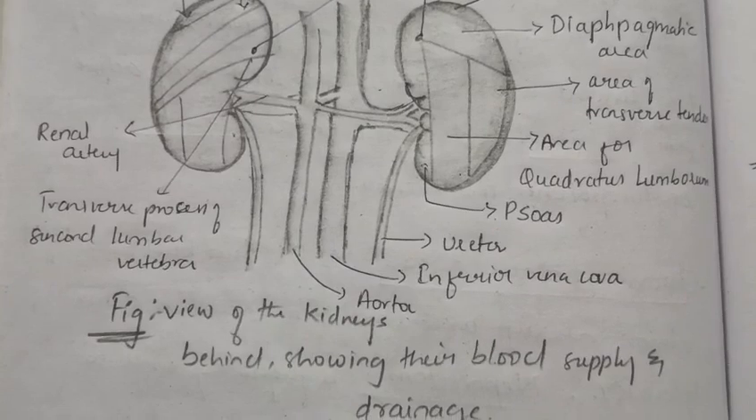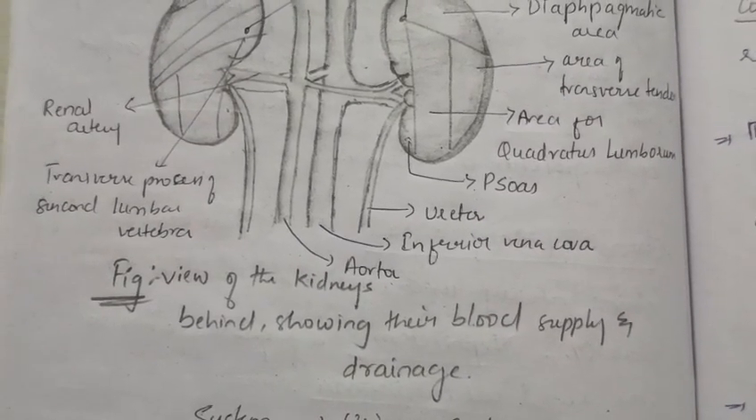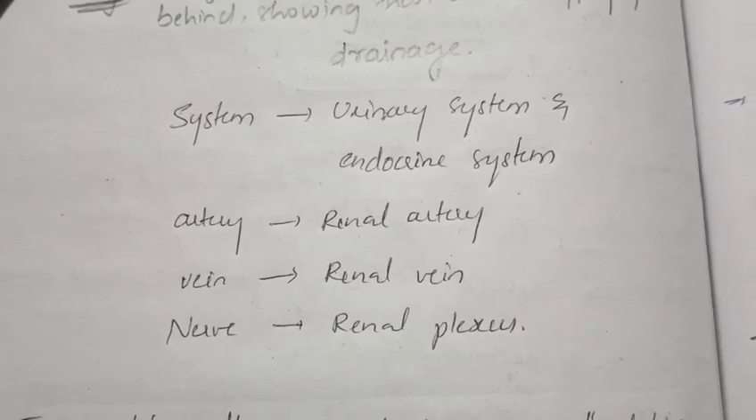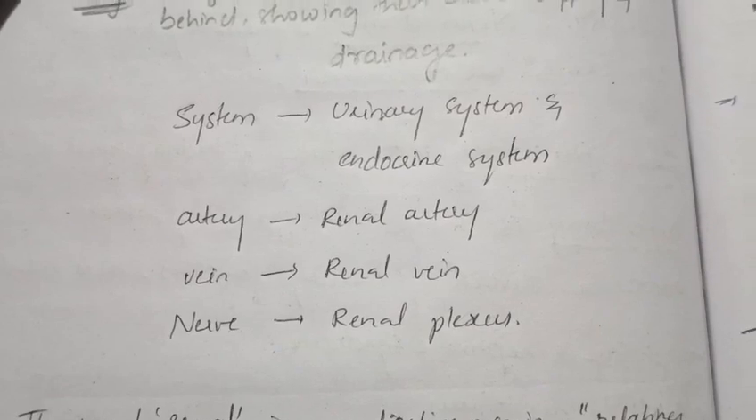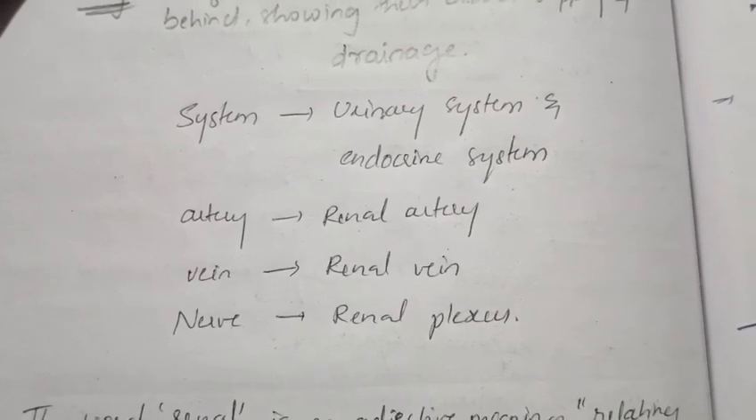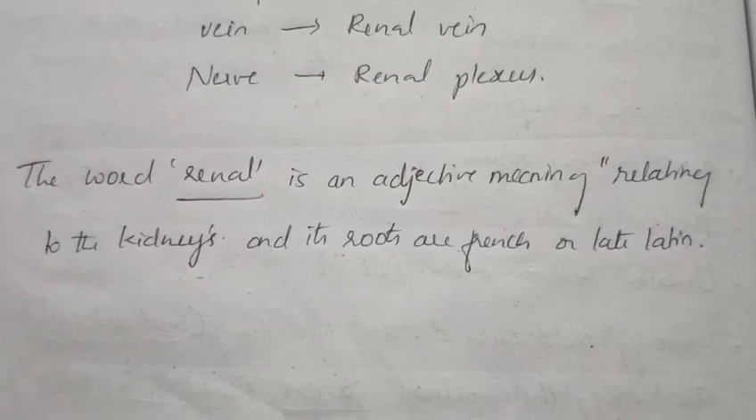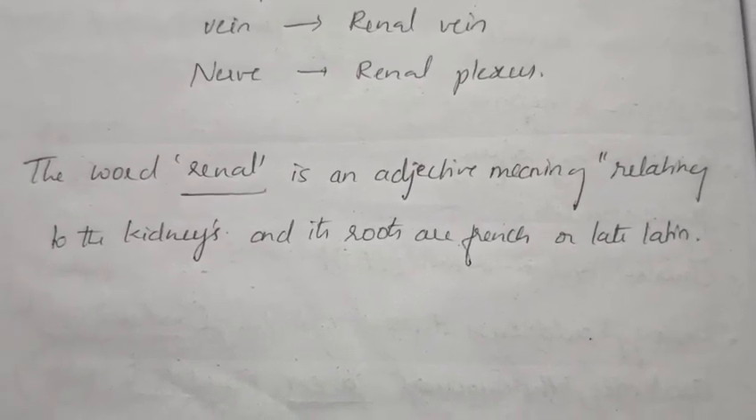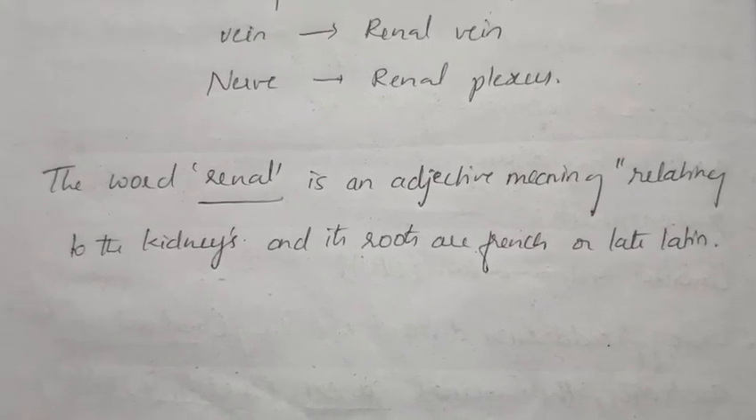Figure: view of kidneys from behind showing their blood supply and drainage. System: urinary system and endocrine system. Artery: renal artery. Vein: renal vein. Nerve: renal plexus. The word renal is an adjective meaning relating to the kidneys, and its roots are French or Latin.